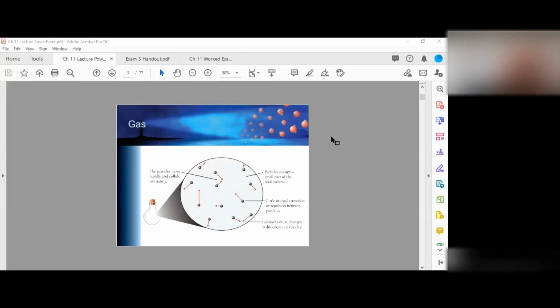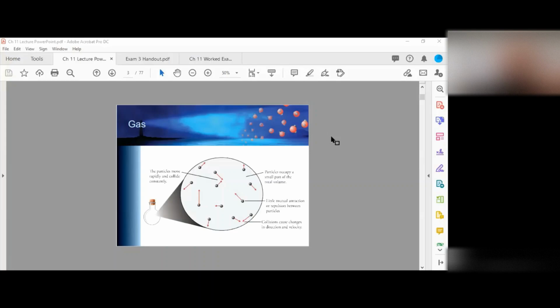Gases usually are tiny molecules. They move around randomly and independently, meaning they don't need to push each other. Rather, they are so tiny that they could move very freely. And the attraction between those molecules is usually very small.